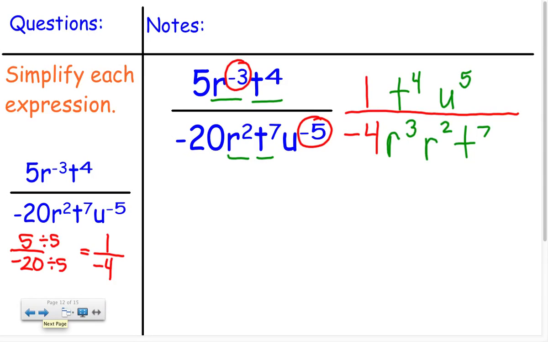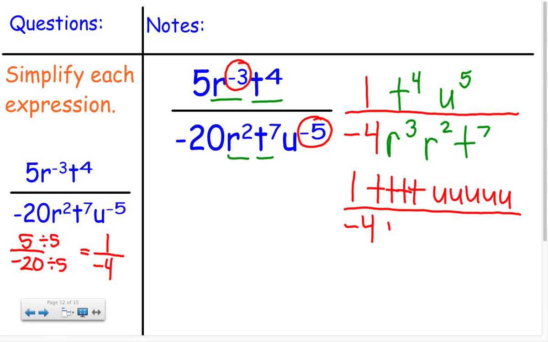So now on this one, we've got a little bit of canceling that we can do. So I'll write it out. 1, 4 T's, 5 U's, a negative 4, 3 R's, 2 R's, and 7 T's. 1, 2, 3, 4, 5, 6, 7. So then if I cancel, I can cancel some of these T's. T, T, T, T.